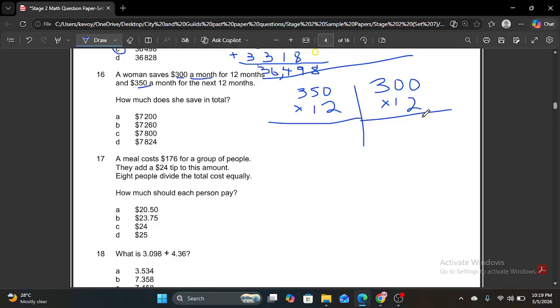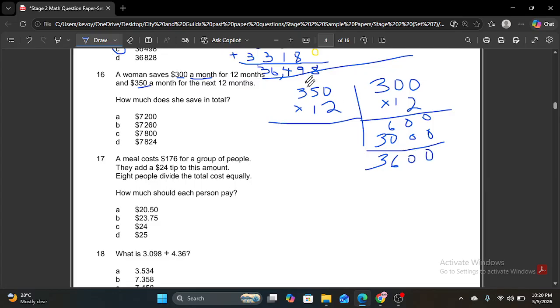So let's do the calculation by just multiplying quickly. So 2 times 0 is 0. 2 times 0 again is 0. 2 times 3 is 6. Place holder. 1 times 0, 0. 0 again, 1 times 0. And 1 times 3 is 3. Add them together, that's 3,600.